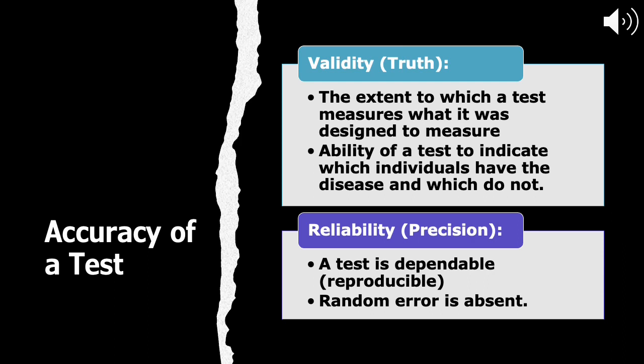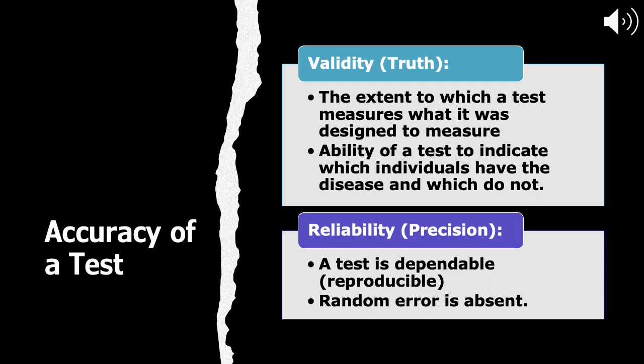So you guys have already been exposed to these terms, validity and reliability. These terms are used to describe the accuracy of a test. So validity is the extent to which a test measures what it was actually intended to measure. So in other words, to indicate which individuals have a disease and which do not is an example of what we might be testing. For reliability, we're looking at precision.